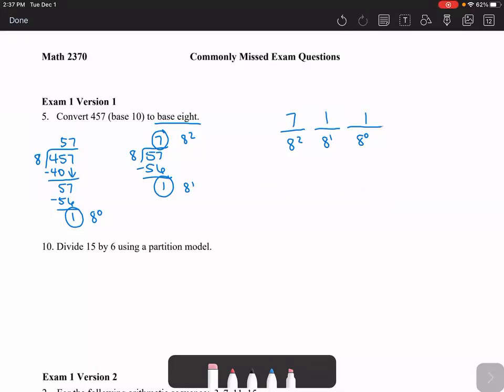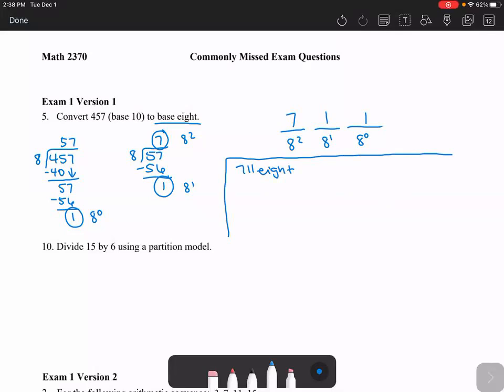So the question that he asked about was writing something in a different base and converting it to base 10. So rather than doing the question that's on exam 1 version 1, I'm going to just convert 711 base 8, if that's okay, and convert it back to base 10. Whenever we're converting something in base 8 to base 10, the first step is always to write it in expanded form.